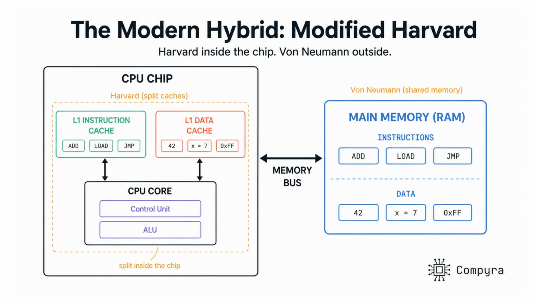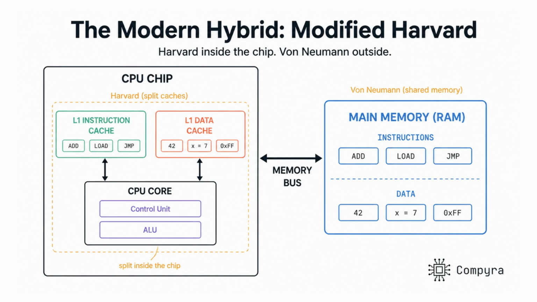But zoom into the CPU chip on the left, and the story changes. Right next to the CPU core, you've got two small, very fast memories called L1 caches. These are tiny pools of memory built directly into the processor itself. And here's the trick. The L1 cache is split into two. One side, the L1 instruction cache, holds recently used instructions. The other side, the L1 data cache, holds recently used data. Each one has its own dedicated pathway to the CPU core.